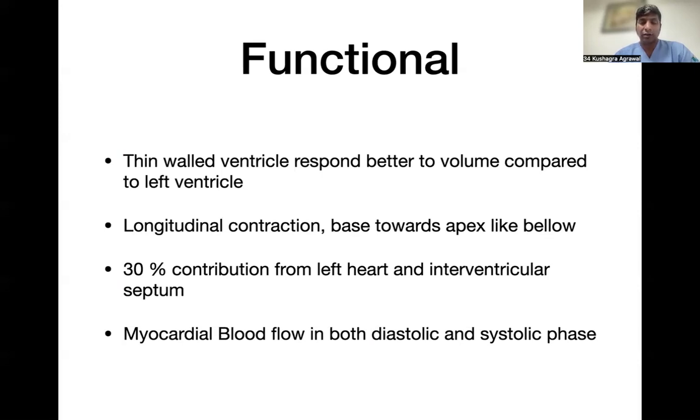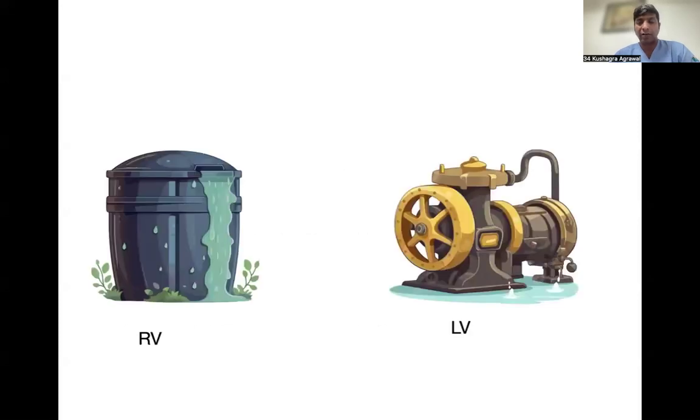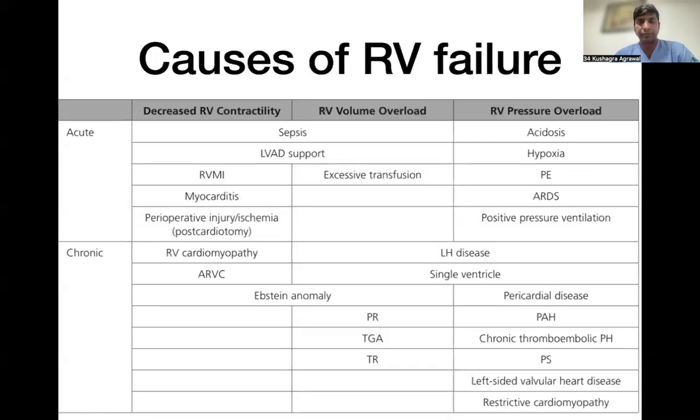In the right coronary, flow is in both phases, diastolic as well as systolic, compared to the left ventricle, where coronary flow is basically in the diastolic phase. So the RV is designed to manage volume while the LV is designed to generate pressure.